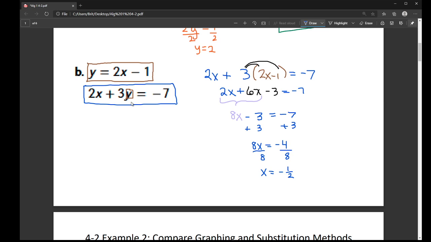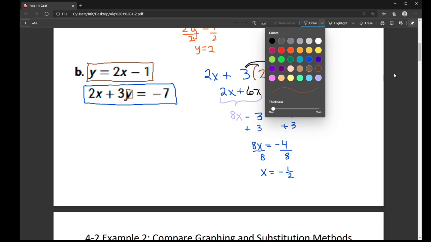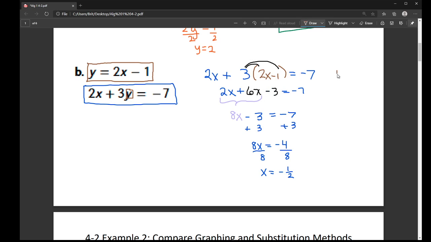And again, I could plug into either the brown or the blue equation. I'm going to do brown. So I have y equals 2 times negative 1/2, which is what we got for x, minus 1. A positive times a negative is going to give me a negative, and half of 2 is 1. So I have negative 1 minus 1, which is negative 2. So my final solution is the ordered pair negative 1/2, negative 2.